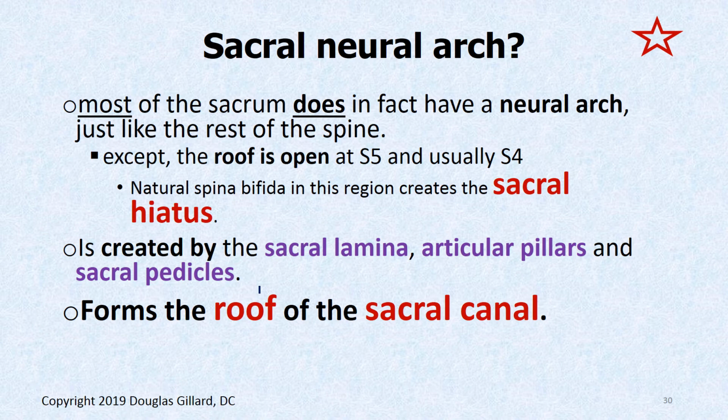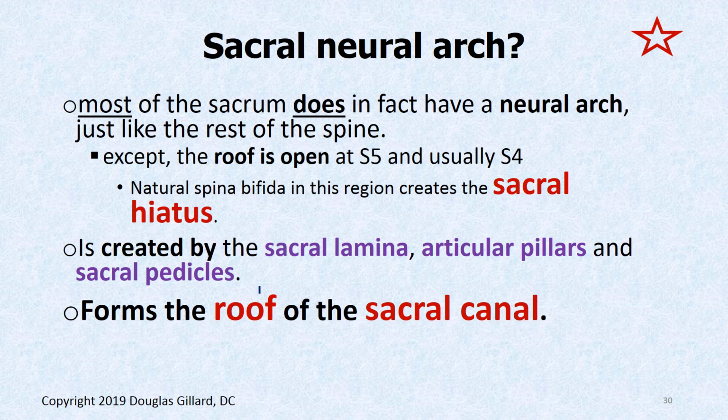Sacral neural arch. Do we have a neural arch in the sacrum? We do, just like we have a neural arch in all the vertebrae we talked about last time. It's a little weird looking. The only exception to that rule is down at S5, which has no neural arch. It's open in the back. It has no sacral lamina and no sacral tubercle. That's a definition of a spina bifida, but that's normal for the human.